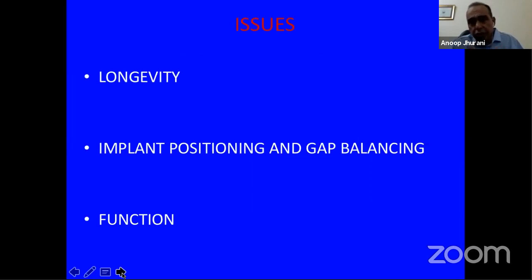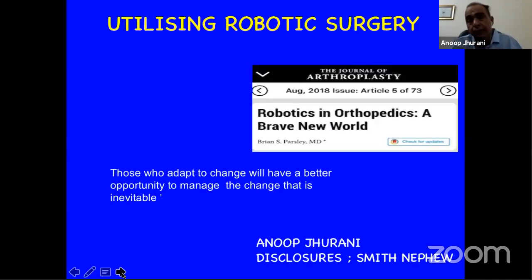So what are the issues and how can we improve on some of these problems of unis? Especially, we can improve on longevity. We can improve on implant positioning, gap balancing, and hence the longevity. And we can improve on the function. These are certain areas that certainly need improvement, and that is why we have evolved from conventional unis to robotic.